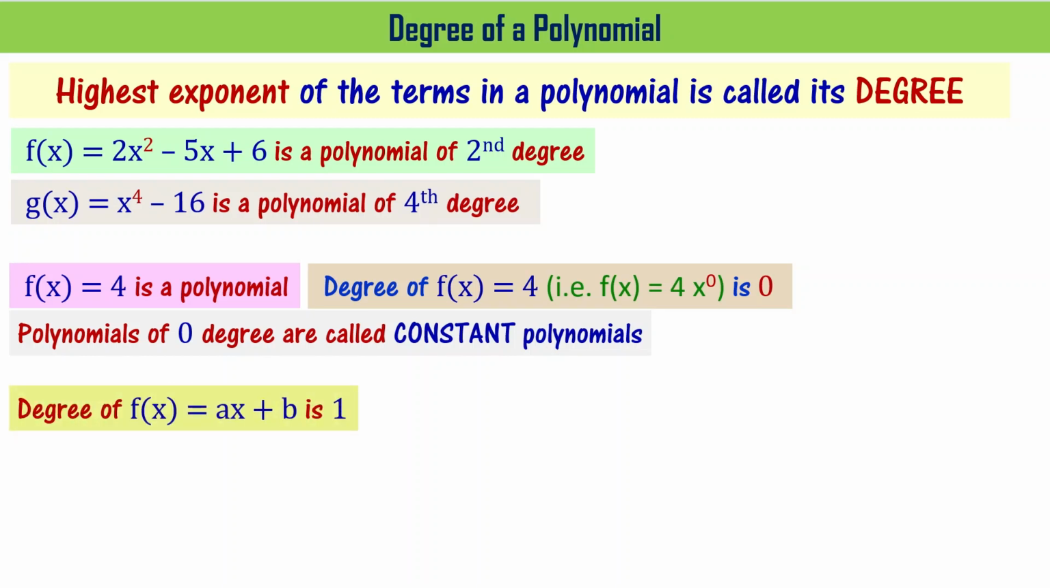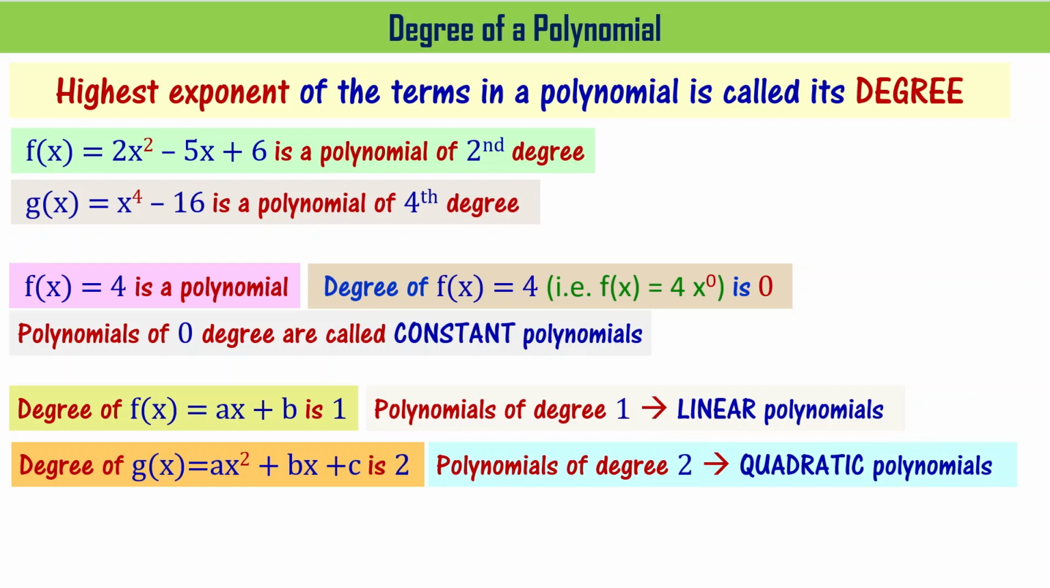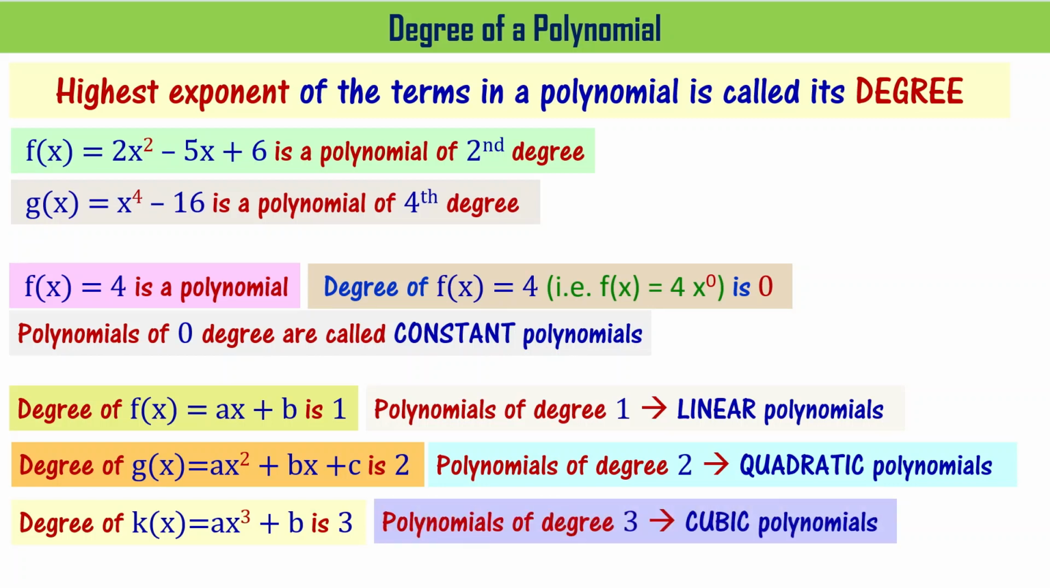Degree of f of x equal to ax plus b is 1. So the polynomials of degree 1 are called linear polynomials. Degree of g of x equal to ax square plus bx plus c is 2, right? The polynomials of degree 2 are called quadratic polynomials. Please take a note of this. Degree of k of x equal to ax cube plus b is 3. Please note that polynomials of degree 3 are called cubic polynomials.